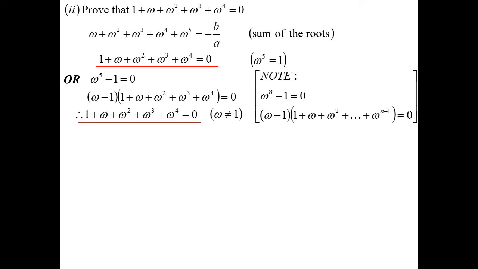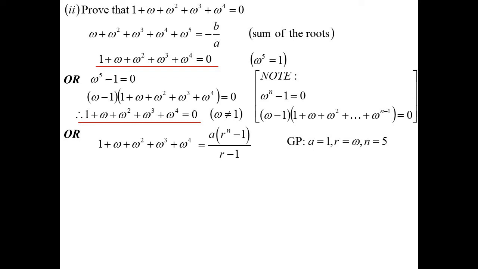Yeah, that's an okay way of doing it. But there's a better way. 1 plus omega plus omega squared plus omega cubed plus omega to the power of 4. Well, hang on, that's a geometric series. The first term's 1. The ratio is omega, and there's 5 terms. So if I sub it into the formula, look at the top of the fraction. Omega to the power of 5 minus 1. Oh, but that's equal to 0. Therefore, that's 0. Which way do I use? Probably the first one, to be honest, because I think it's the quickest. Sum of the roots, 0, done.